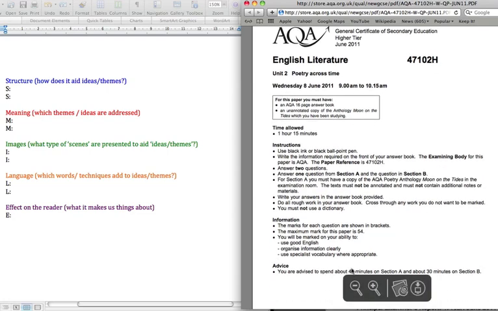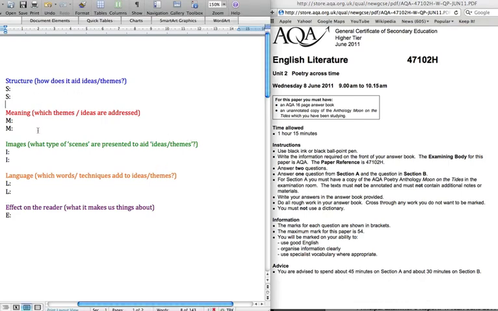So the amount of time that you're going to spend is dependent on the marks on each. So section A is worth 36 marks and section B is worth 18 marks. However, section B is going to involve at least 5-10 minutes reading time because you're seeing something for the first time. So that's going to bring that up to 30 minutes and you've got 45 minutes for section A.